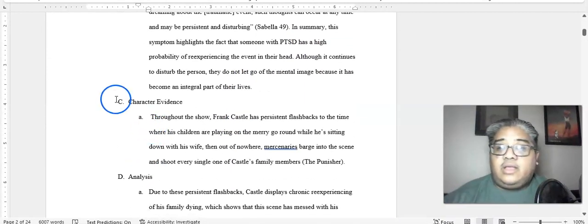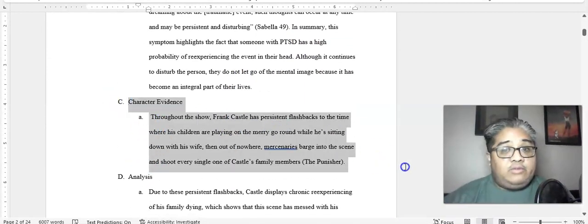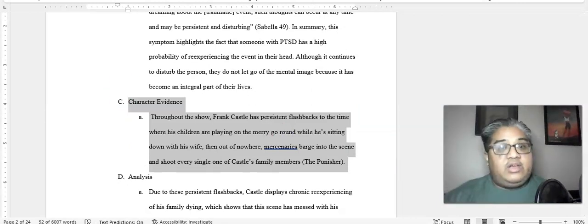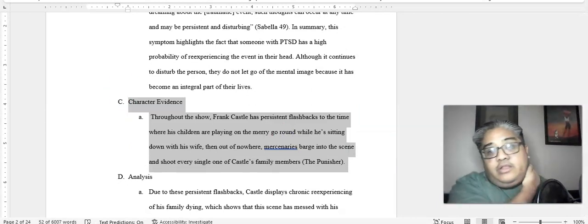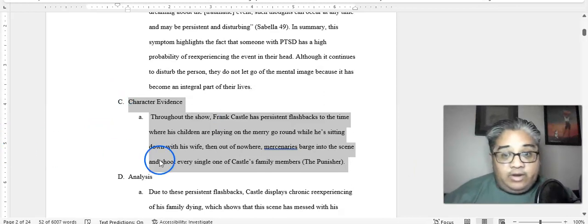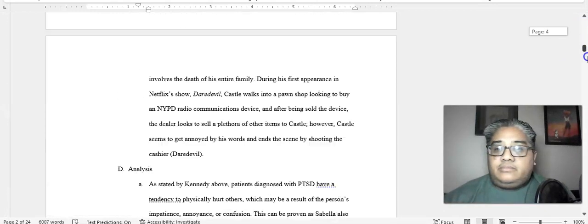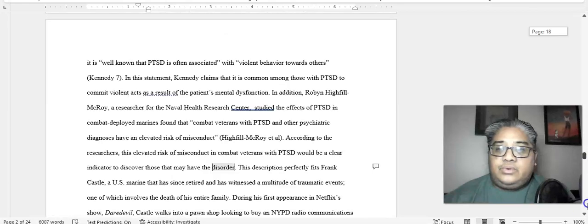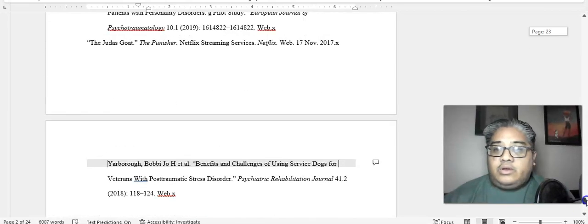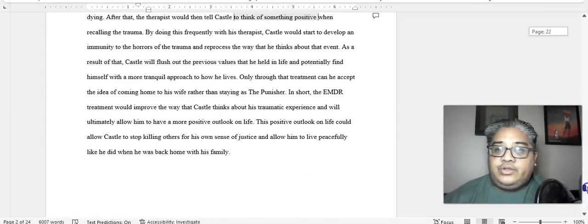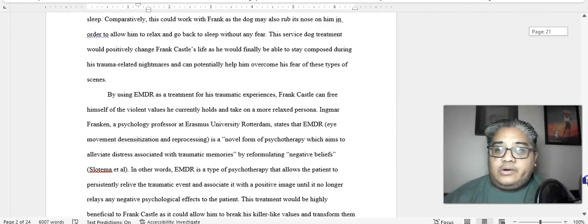Academic evidence. And then I also need, for each body paragraph, one piece of character evidence, one piece of non-academic evidence. And you'll see here that this is a summary from something from the Netflix show, The Punisher. So that's indicated right there, right? Let's go down to one of the treatment body paragraphs so I can show you a little bit more what I mean here.